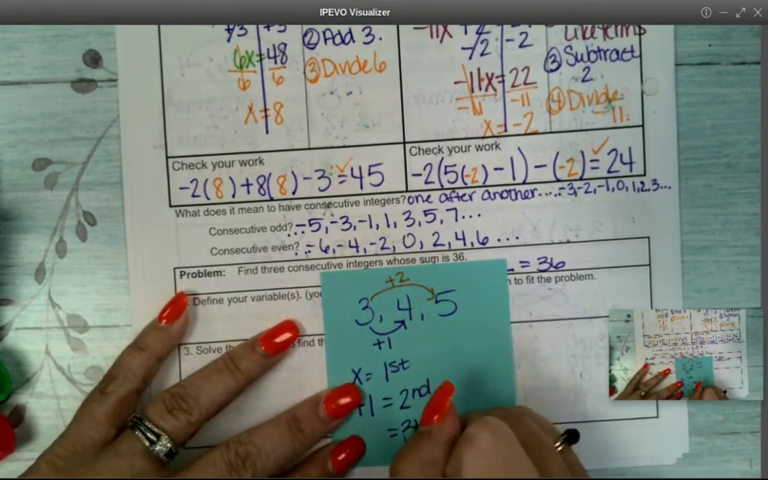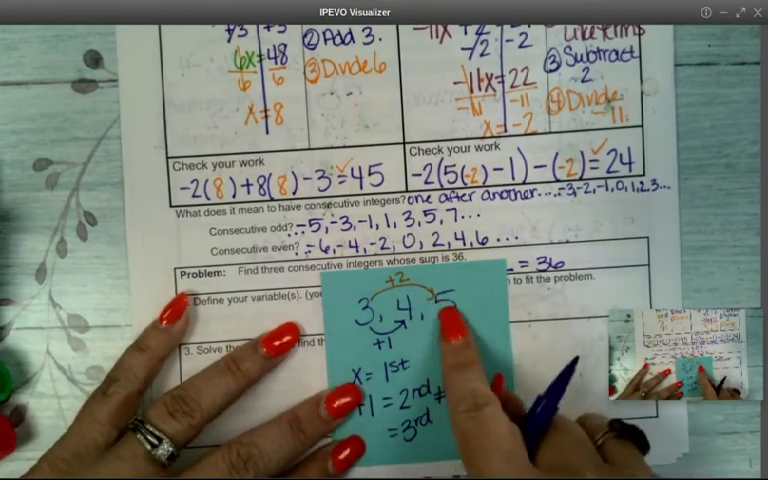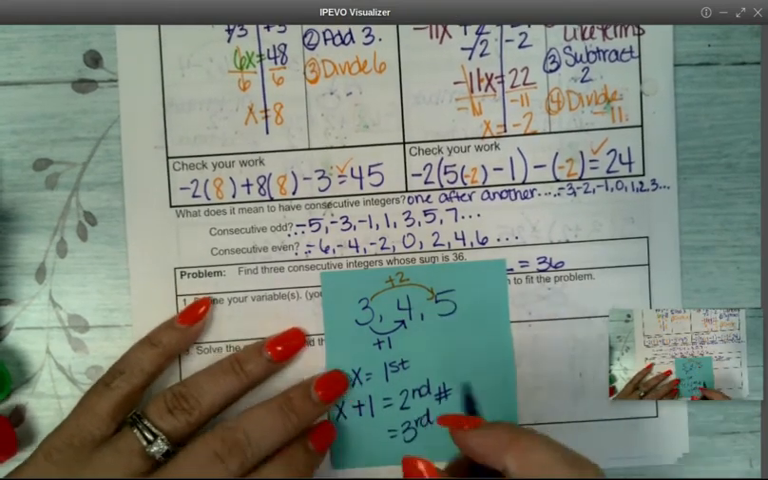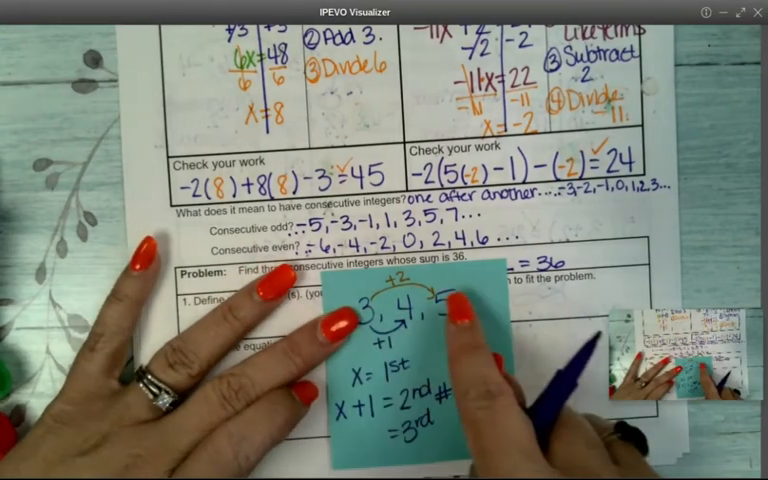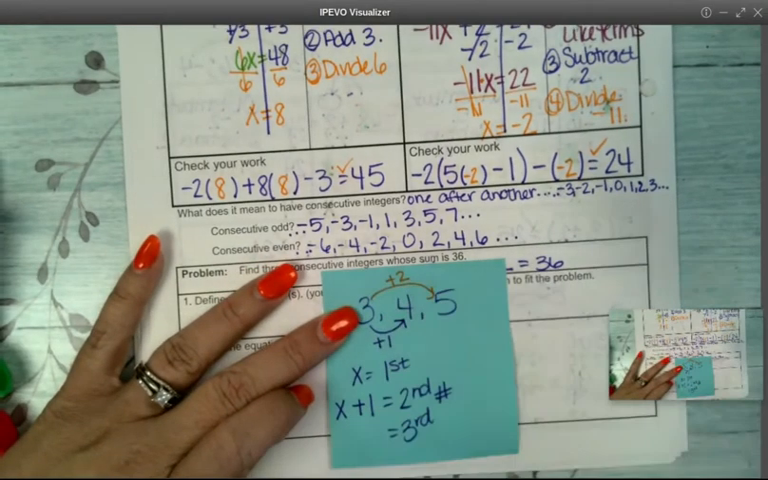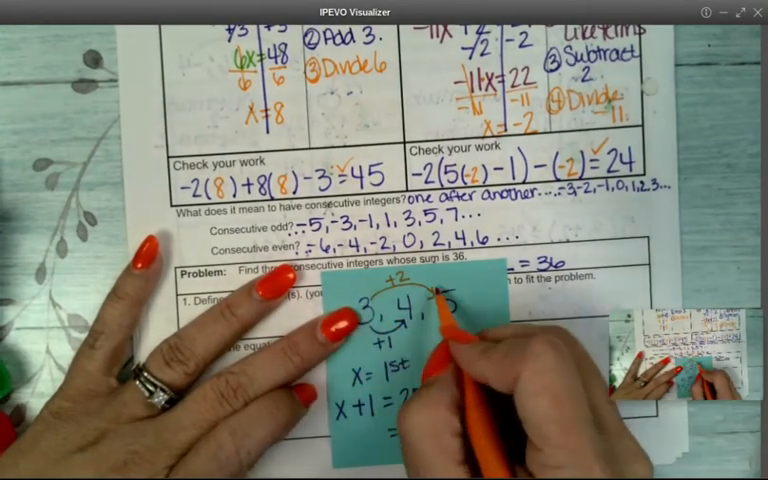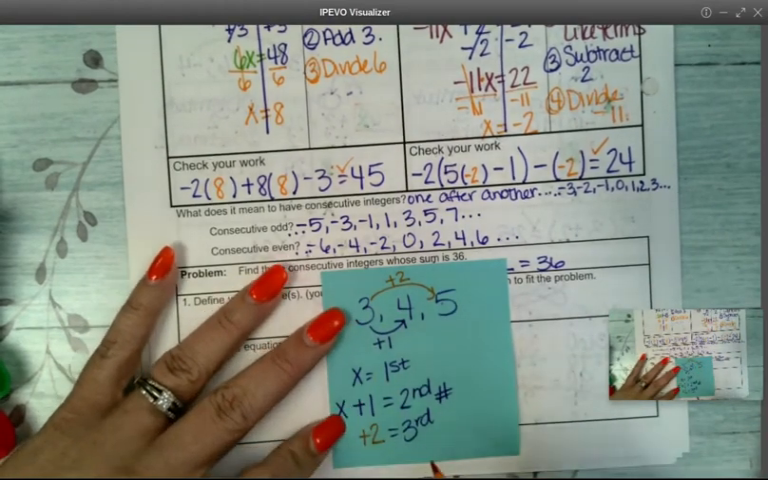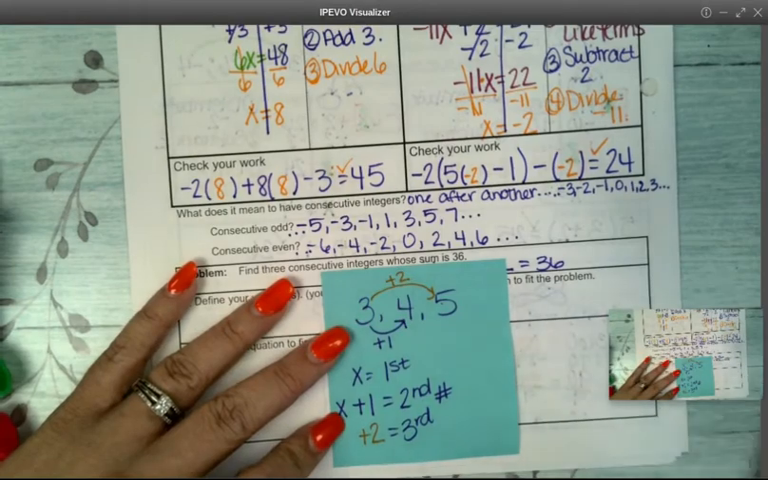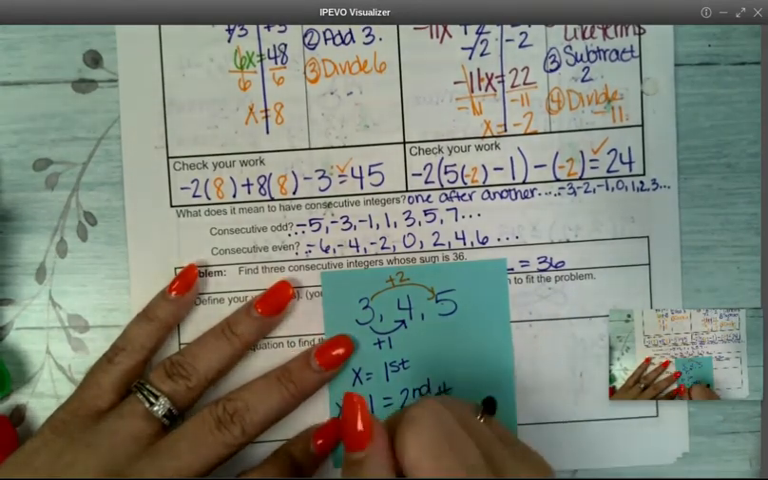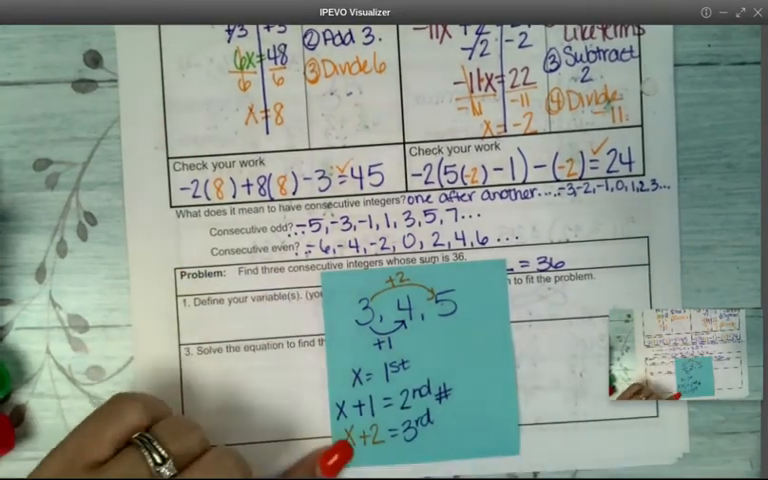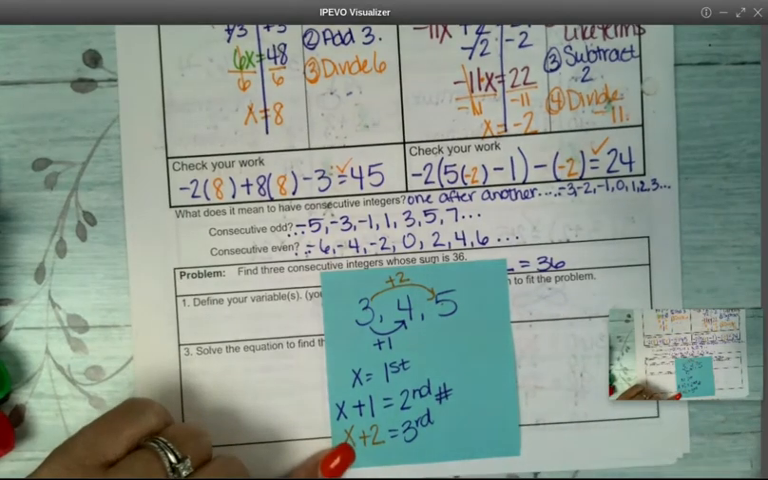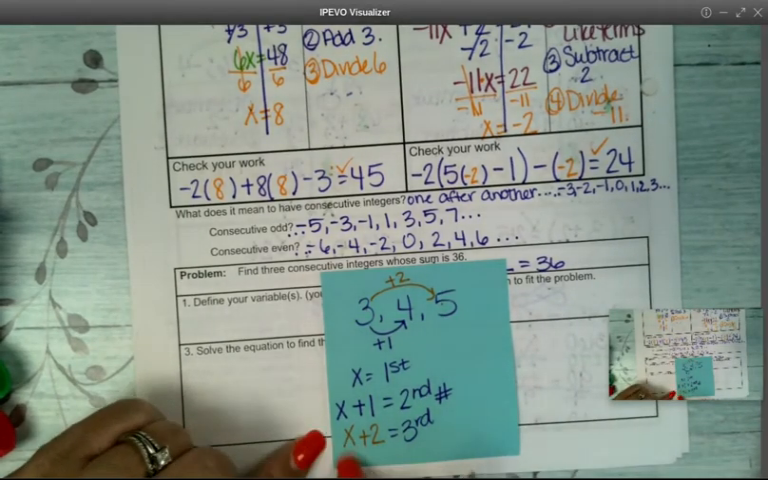To get to my third number, in this example, it was 5. I got to think, what do I got to do to 3 to get to 5? And we just talked about that. It was 3 plus 2 gave us 5. So we know we have to add 2. And again, if 3 was an unknown number, we would say that would be x. So then x plus 2 would get us to that third number, no matter what number x is.